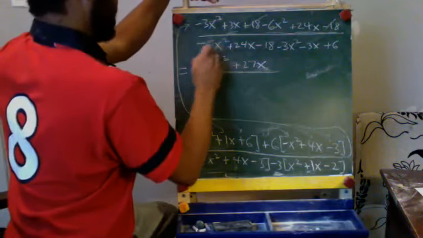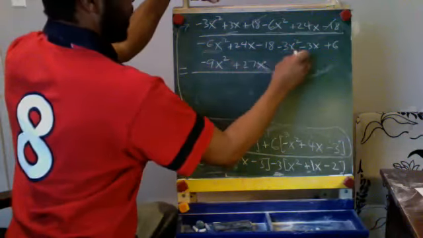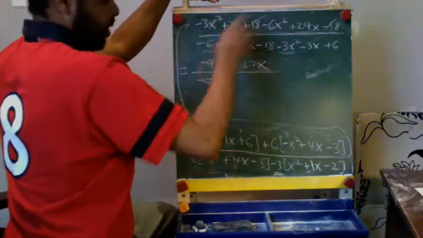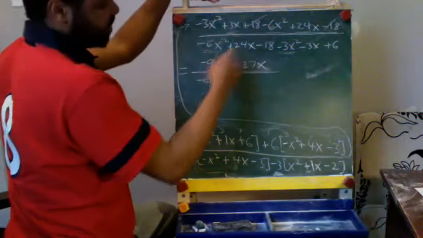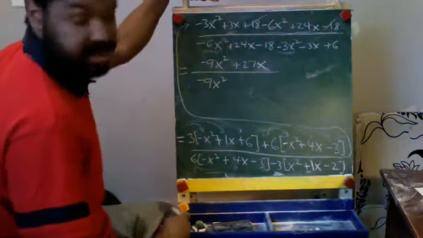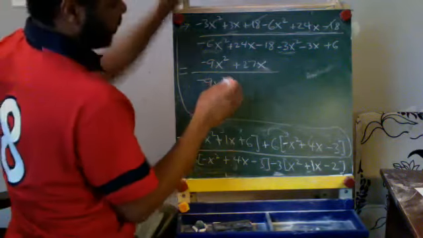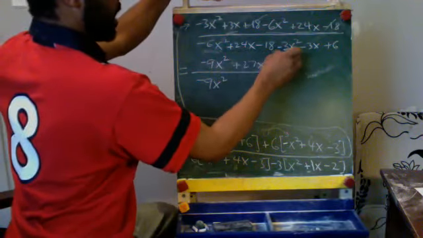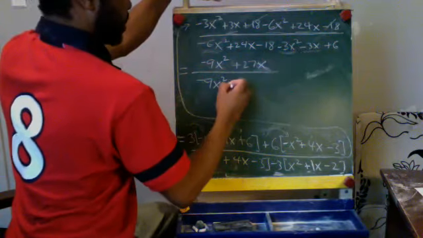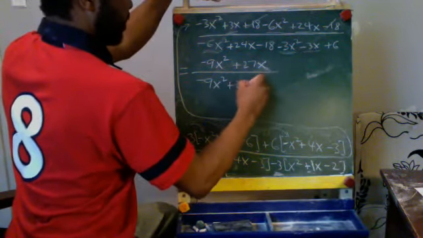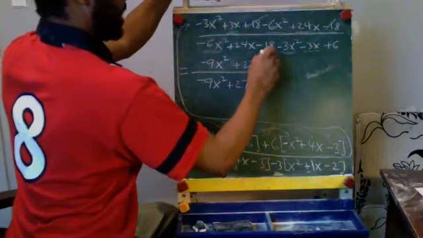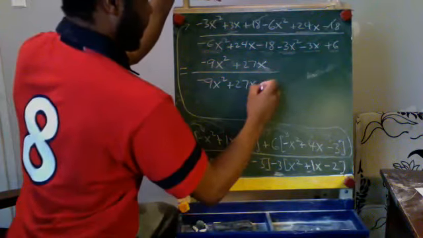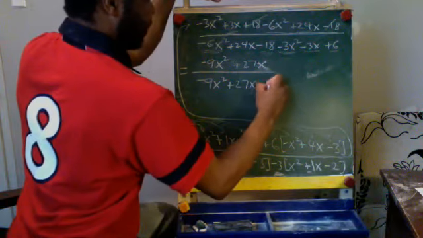Now, negative 6x squared and minus 3x squared is going to be negative 9x squared again. You cannot do this. That's illegal. You can't cancel things across an addition sign like that. You have to factor first. So here we have a positive 24x minus 3x, which is going to be a positive 27x. And here we have a negative 18 and a positive 6, which should give us a negative 12.